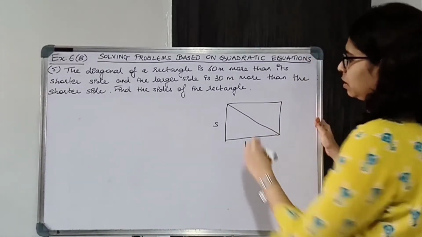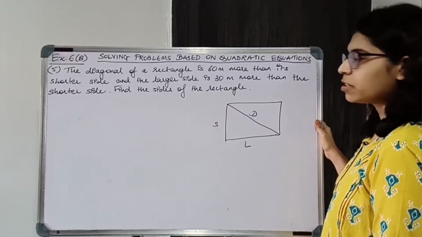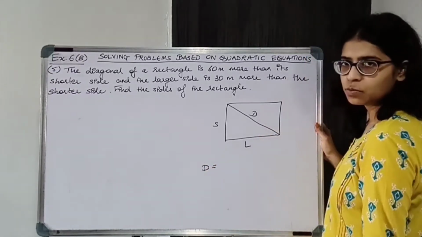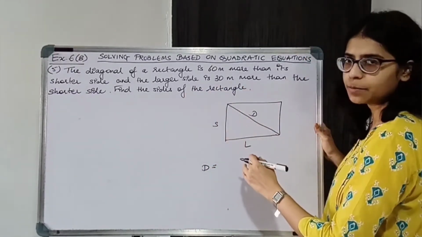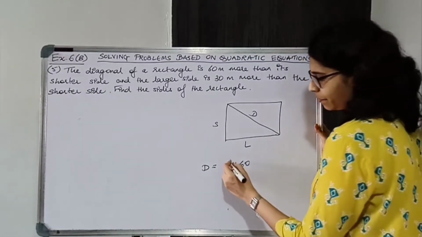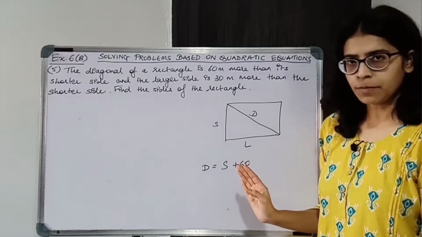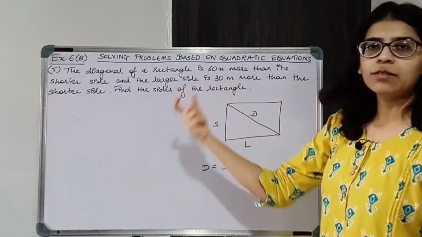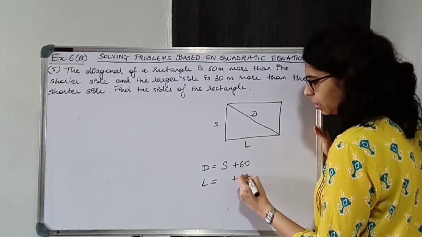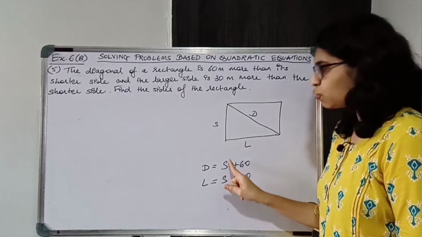Now this is diagonal. Diagonal of a rectangle is 60 meter more than shorter side. Diagonal is मतलब is equal to 60 meter more than shorter side. So 60 meter more मतलब plus 60, you are adding 60 to the shorter side. Okay, and the larger side is 30 meter more than the shorter side. So larger side is 30 more than shorter side. Both of them are related to shorter side.